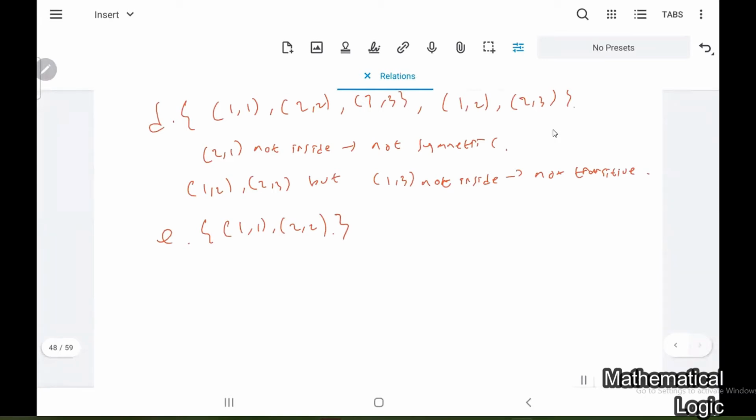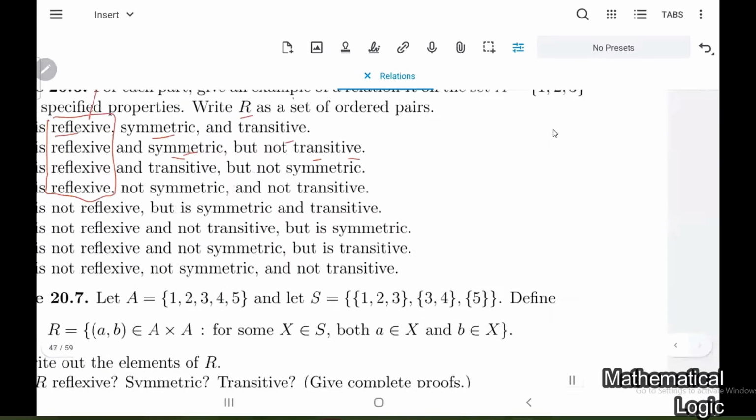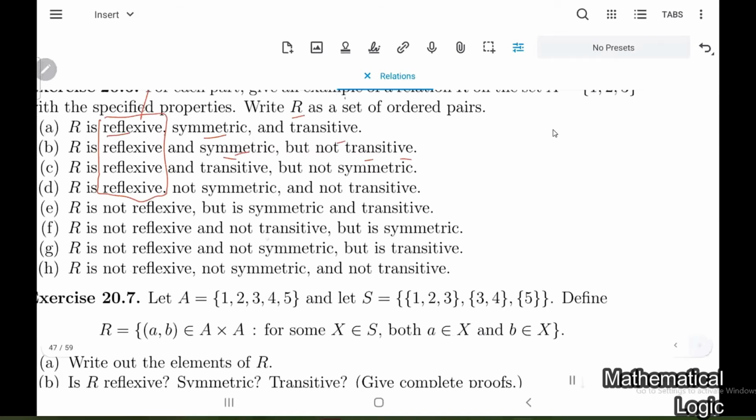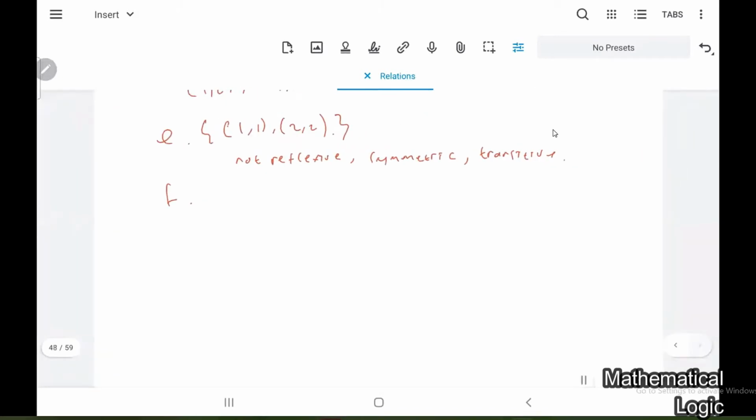And then, yeah, transitive also. Okay, so this one is not reflexive, but still symmetric and also transitive. Okay, so hopefully you know the idea behind, because I want to make it as simple as possible. This one not transitive but symmetric.